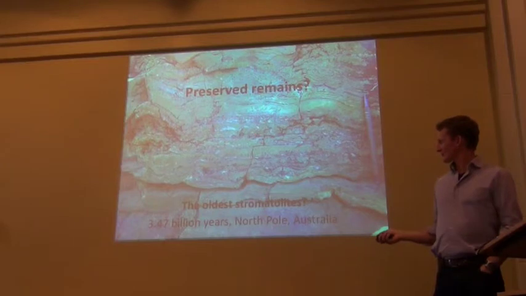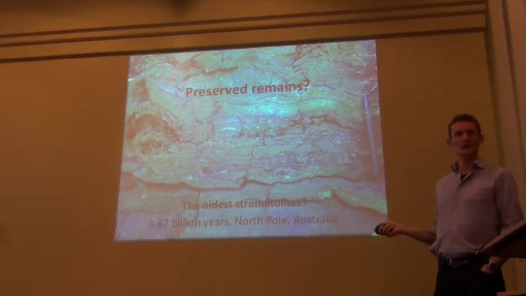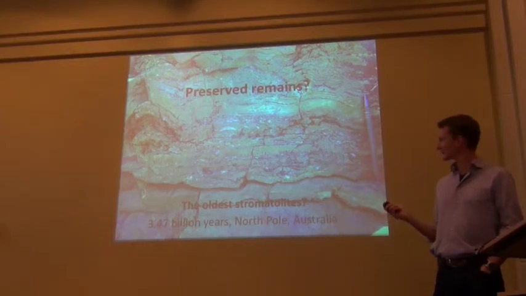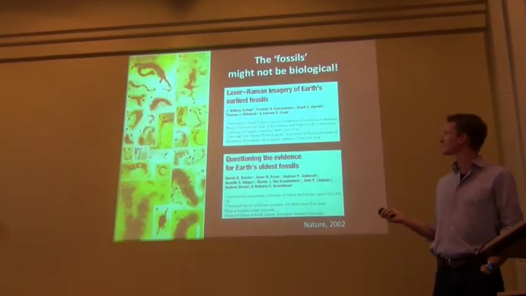And the oldest examples, they're called stromatolites, are from Australia, 3.47 billion years old. And that rock I passed around is a piece of this. This is what you're looking at. So this is the oldest fossil, we think.